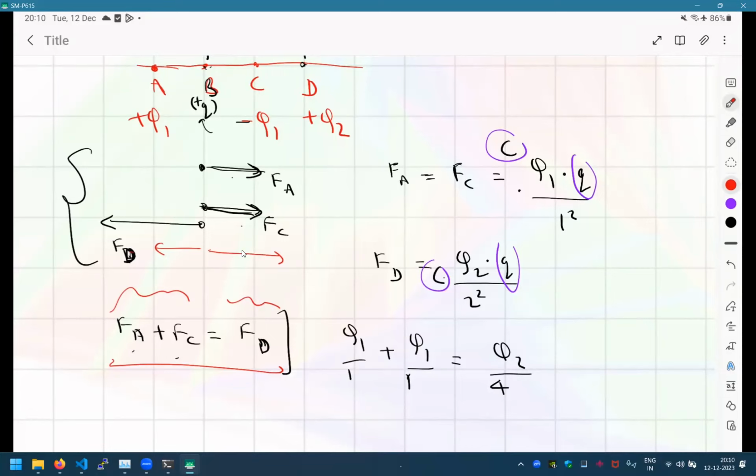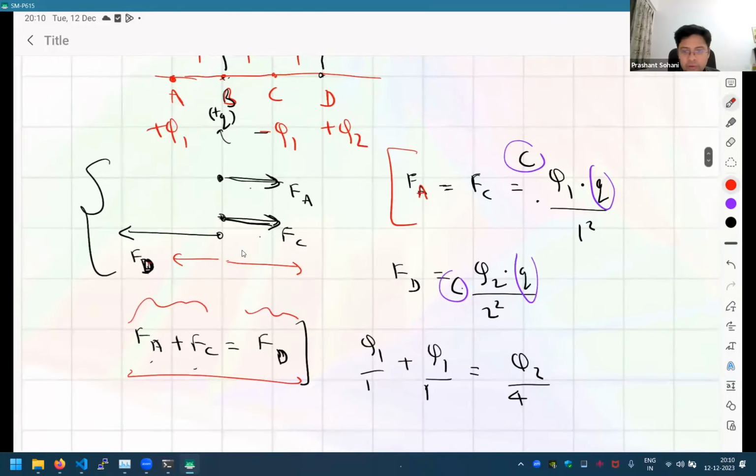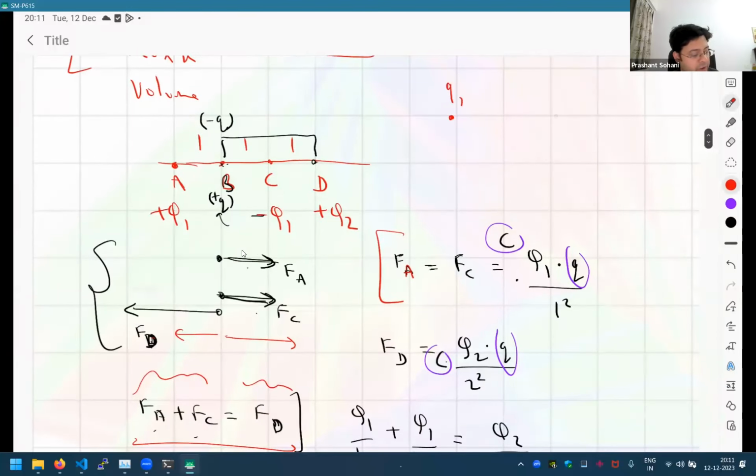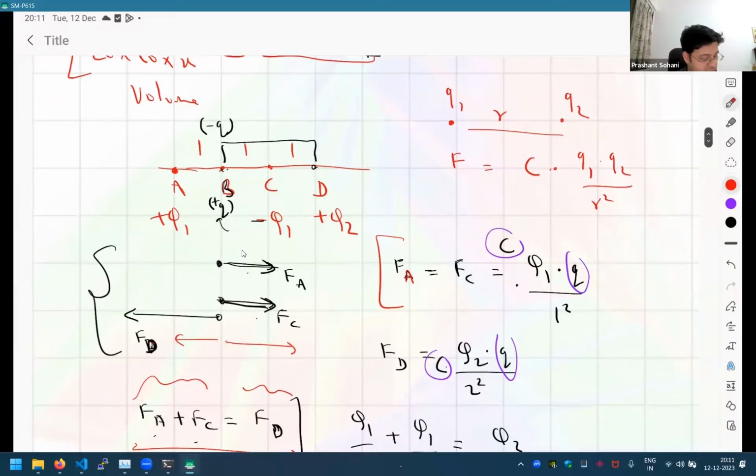So why have we taken that 1 times Q? Which line are you referring to? FA is equal to FC is equal to Q1 times Q by 1 square. This, right? So what is the equation of the electric force when you have two charges, Q1 and Q2, and you know the distance? It's the Coulomb's constant into the product of the charges upon the distance square. So that is what we are applying here. I hope everybody knows this formula. Yes, I mentioned it at the start of today's lecture also.